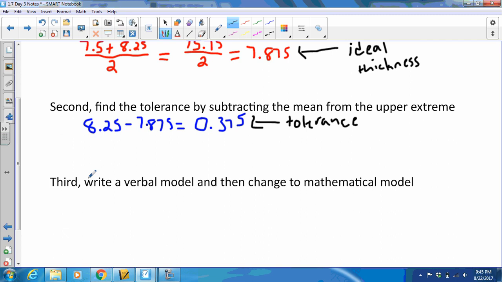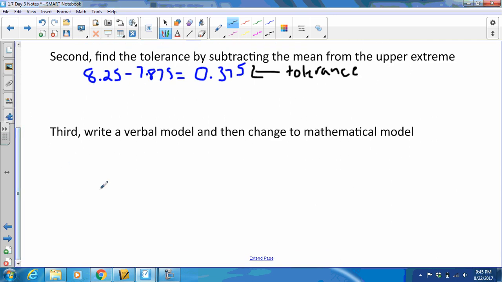The last step is just to plug the numbers into the equation. So remember that our equation is the actual, in this case we're talking about thickness, so it'll be the actual thickness minus the ideal thickness, and all of that's in the absolute value bars, which is less than or equal to. We always use this inequality, it never changes. Less than or equal to our tolerance.